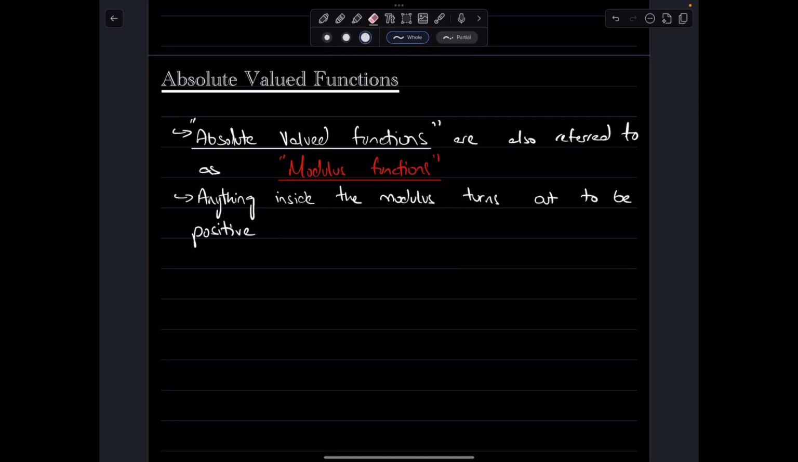So absolute value functions are also referred to as modulus functions. And modulus looks something like this. Anything inside the modulus turns out to be positive. Let's say, for example, I have minus 3 inside the modulus. So this will turn out to be 3. What if I have minus 9 inside? This will also turn out to be 9. Similarly, if I had 3 inside the modulus, which is already positive, this will turn out to be 3. And if I had 9 inside the modulus, this will also turn out to be 9.